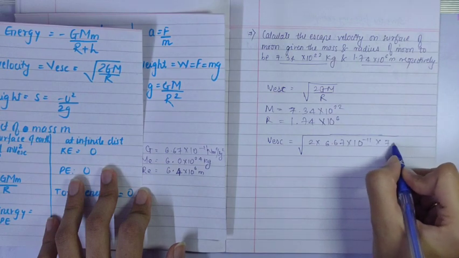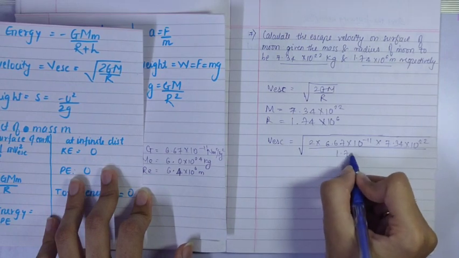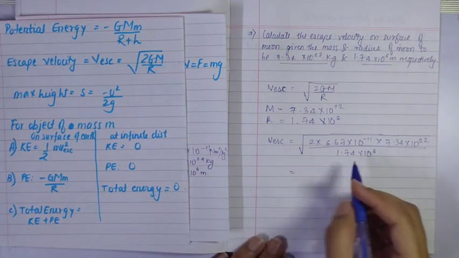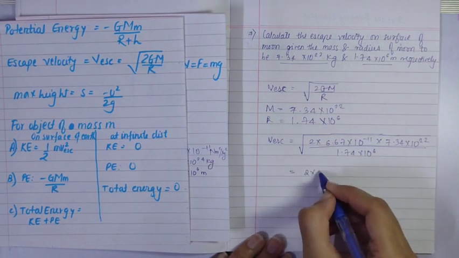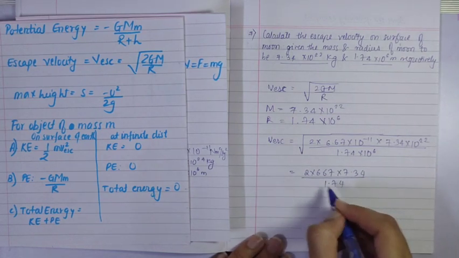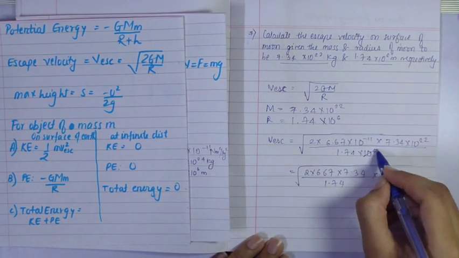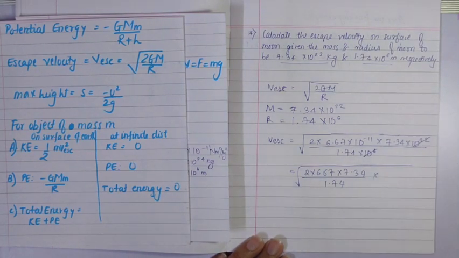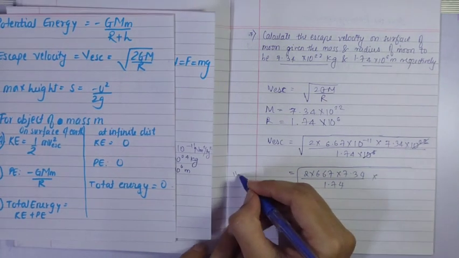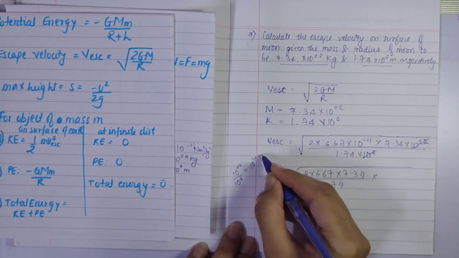Your M is 7.34 into 10 raised to 22 upon 1.74 into 10 raised to 6. So after calculation, let's see what happens. So what you have to do, 2 into 6.67 into 7.34 upon 1.74. So this is under square root, and let's calculate this first. So when I cut 10 raised to 6 and 10 raised to 22, 10 raised to 22 upon 10 raised to 6 means 10 raised to 22 minus 6.